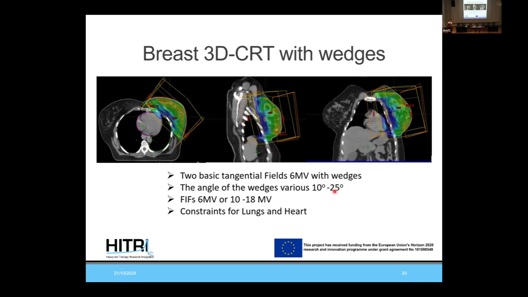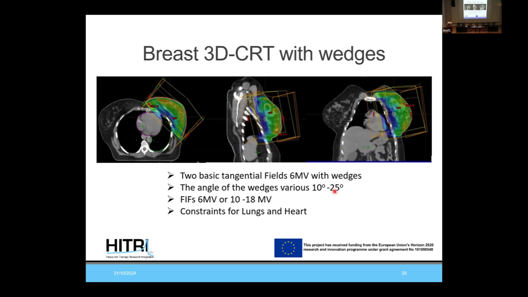After that, when we have the dosimetry and the calculation for the two basic tangential fields, we can create the fields, the field in field technique. So we are going to use smaller and smaller fields to, as I always say, fill the dose inside the breast.